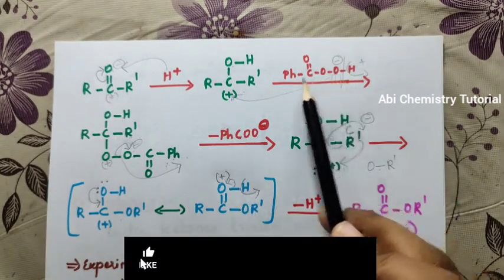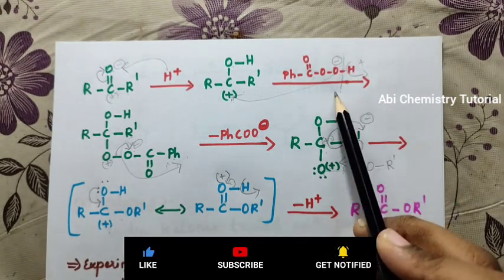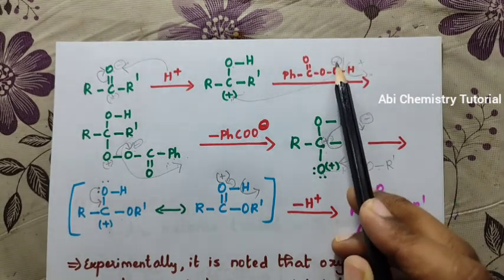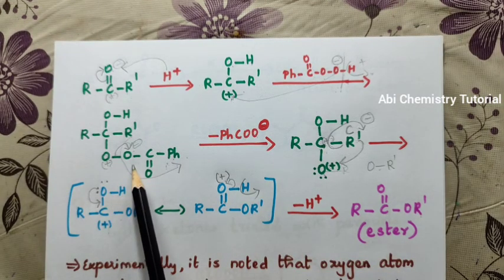Then we add the perbenzoic acid and this bond shifts here. This bond breaks here and the H plus goes out and this will get a negative charge. And this negative charge gets attached to this carbocation position and here you can see this is the product, the peroxy intermediate.